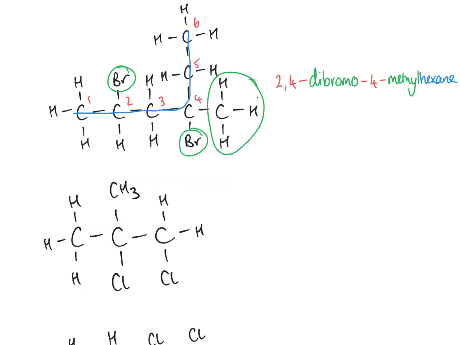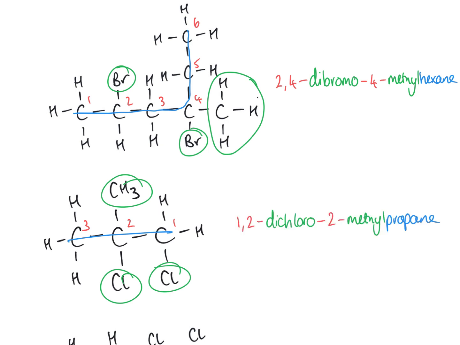Next example: 1, 2, 3 carbons in the chain, so we are going to need a locant number. Anything more than ethane, any more than 2 carbons in the chain, we need locant numbers. So here's a substituent here, here, and here. Let's number the carbons from right to left to get those on the lowest possible carbons. Chloro comes before methyl alphabetically. So we have 1,2-dichloro-2-methylpropane.